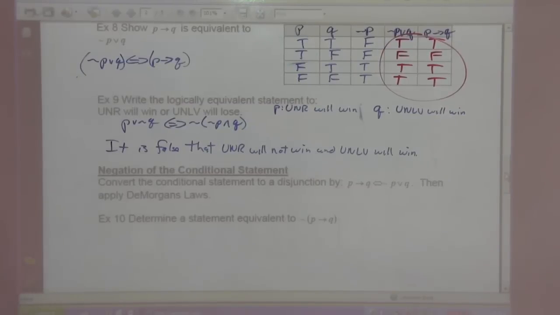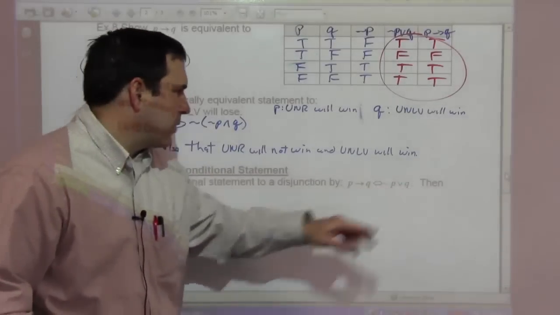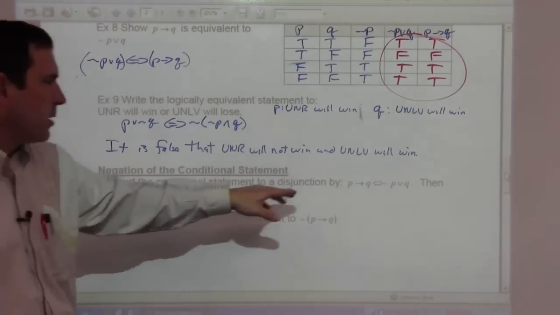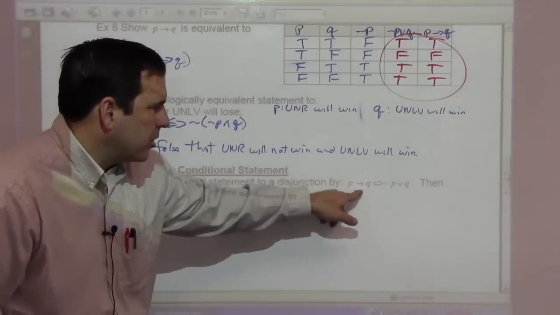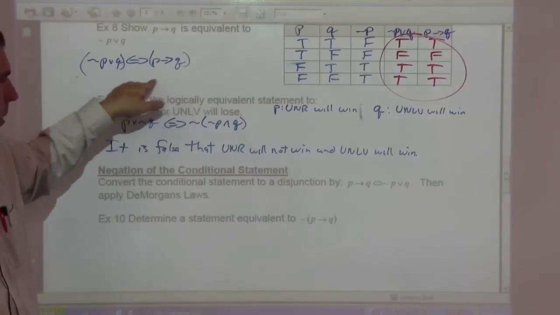Next one, negation of a conditional statement. To convert a conditional statement to a disjunction, you convert it to a disjunction first, then apply De Morgan's laws. So we can't do the negation of the conditional, we can do the negation of the disjunction as we did up here.